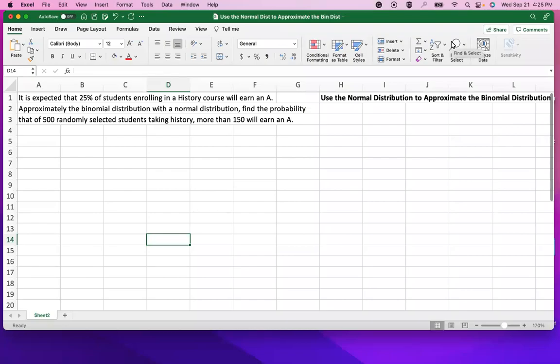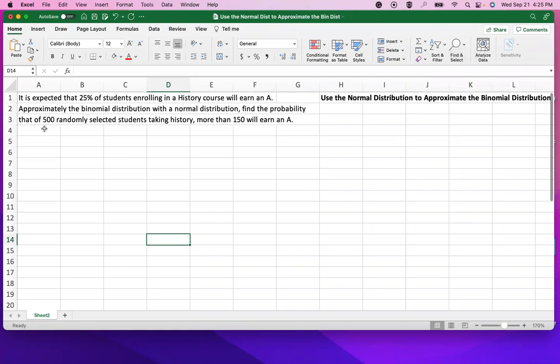Let's use the normal distribution to approximate the binomial distribution. It's expected that 25% of students enrolling in a history course will earn an A. Approximate the binomial distribution with the normal distribution and find the probability that of 500 randomly selected students taking history, more than 150 will earn an A.